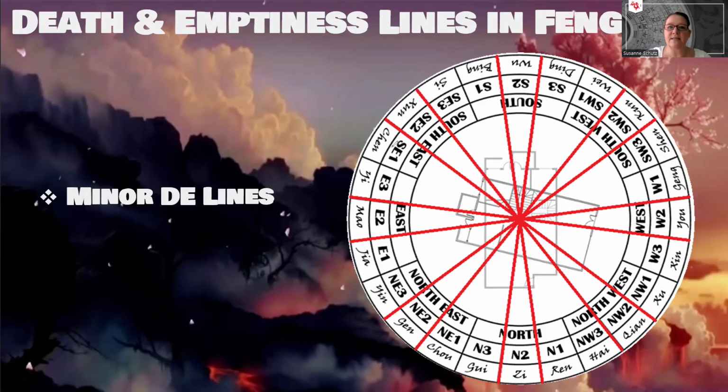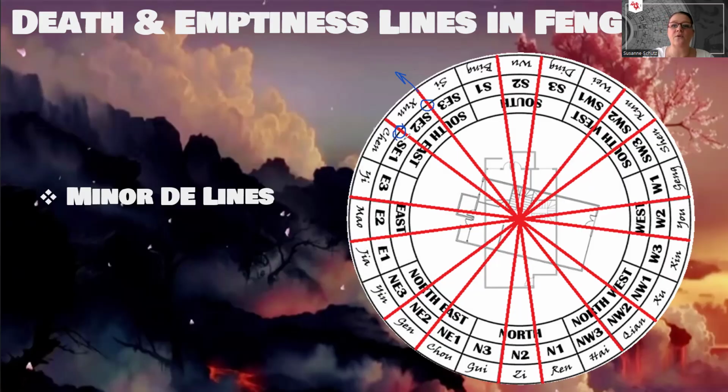The minor death and emptiness lines in the southeast happen between southeast 1 and southeast 2, and southeast 2 and southeast 3. Again, if you're measuring out here and you cannot determine whether the property is facing southeast 2 or southeast 3, then it becomes difficult to plot a chart. In some cases, you can still plot the flying stars chart, because the flying stars chart for properties facing subdirection 2 and subdirection 3 are the same.